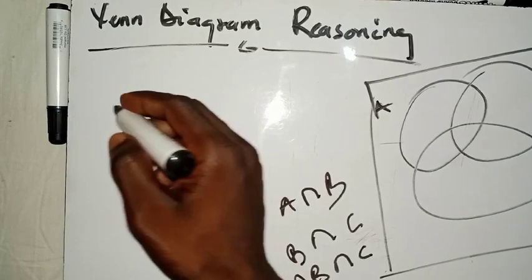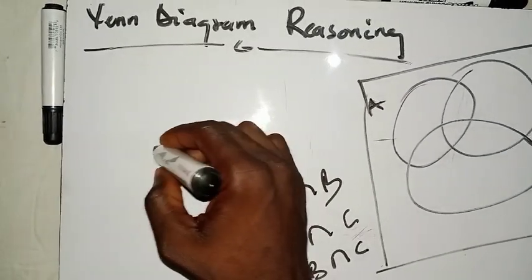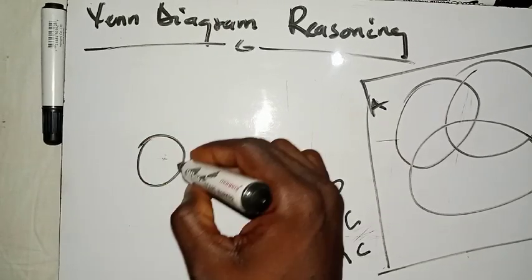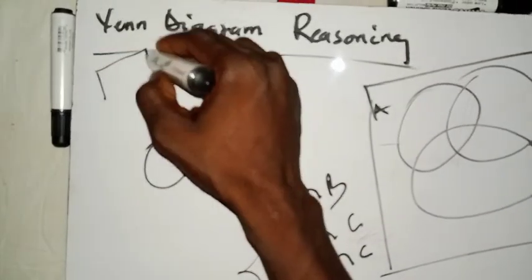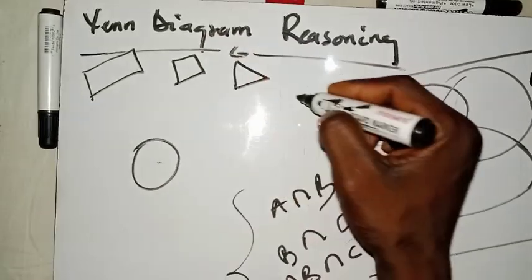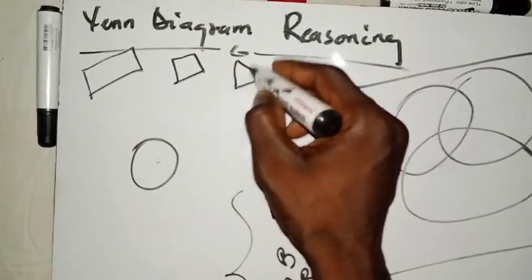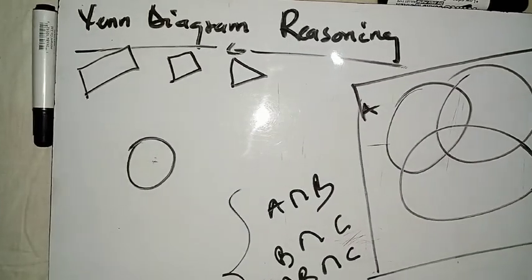Assuming you see the shape here, it doesn't necessarily matter. Maybe someone can use a rectangle, another person can use a square, or another person can use a triangle. All that matters is that you should know exactly what we are using them to represent.